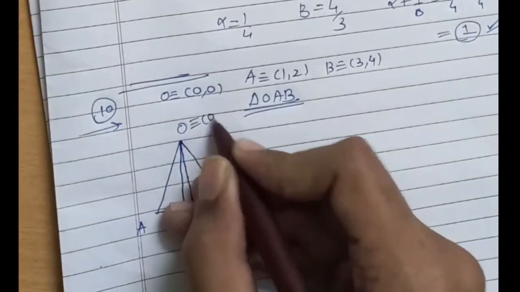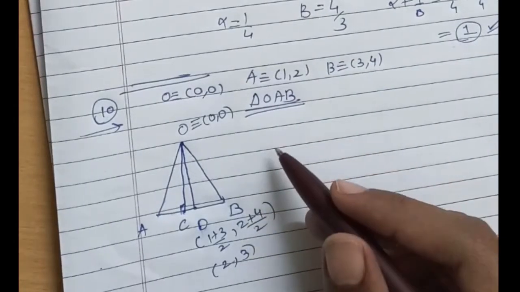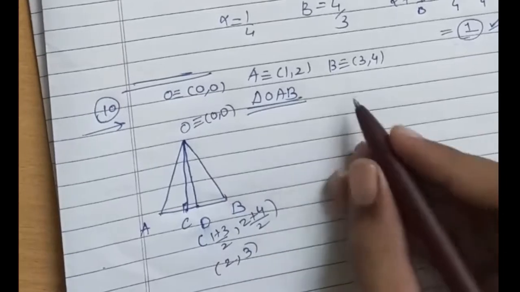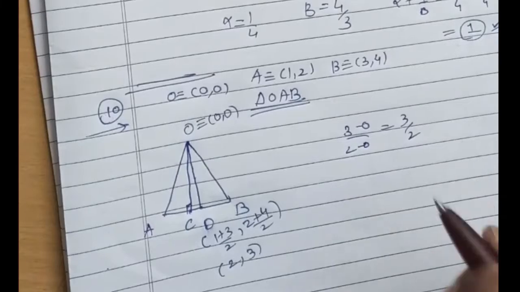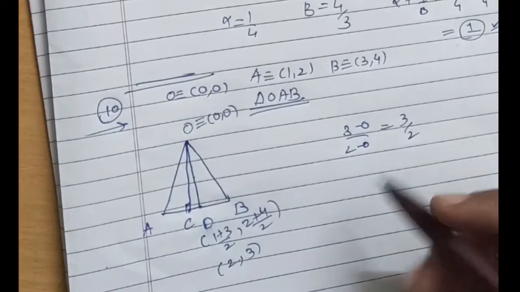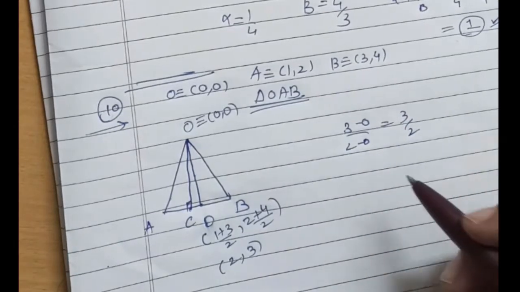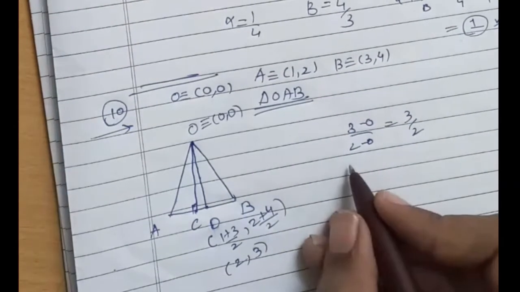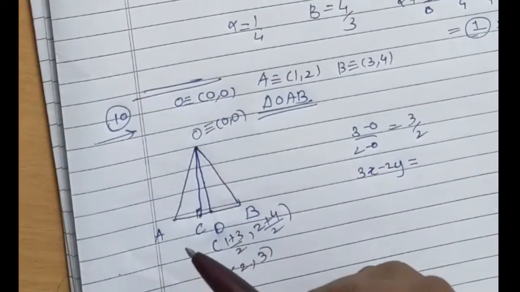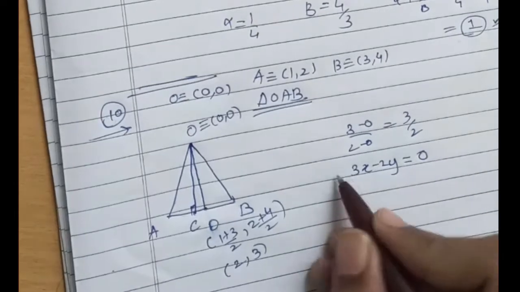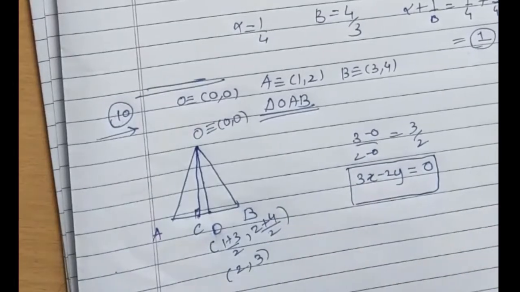We are given O as 0 comma 0. To find the equation of OD, let us first find the slope. What is the slope of OD? The slope of OD is 3 minus 0 divided by 2 minus 0, that is 3 by 2. If you have seen my earlier videos, I have told how to find the equation with the help of slope. So here the slope is 3 by 2, therefore its equation is 3x minus 2y, and the passing point is 0 comma 0, therefore it is 0. Therefore 3x minus 2y equals 0 is the equation of the median.